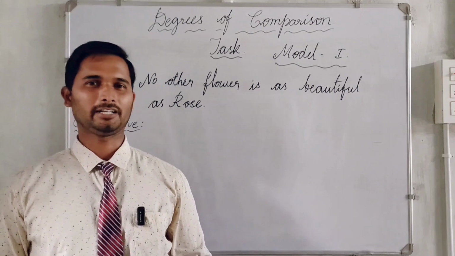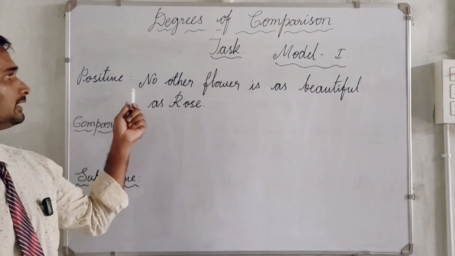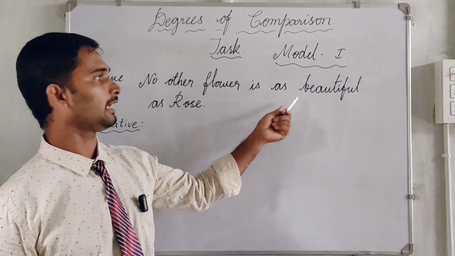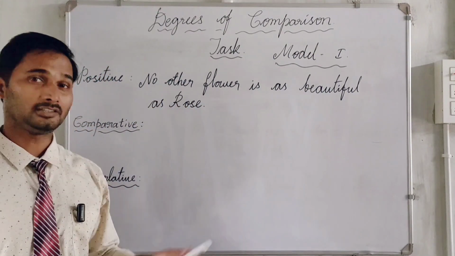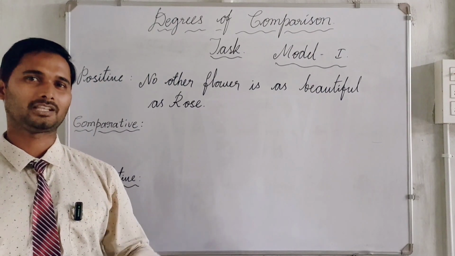Let me check how far you understood the models. Here is a model 1 task. The positive one. No other flower is as beautiful as the rose. Please change it into comparative and superlative forms. Comment them in the comment box.